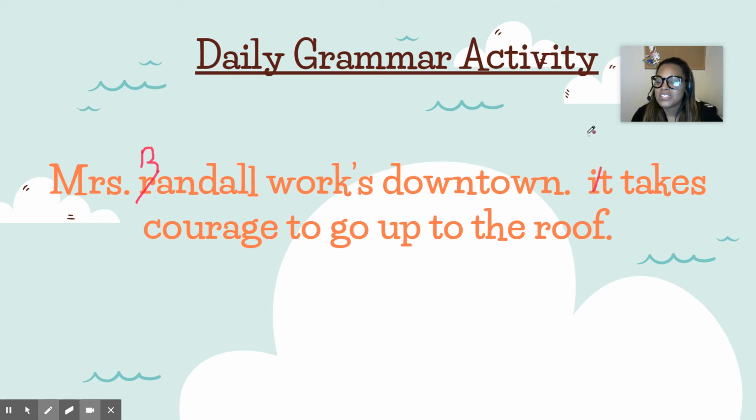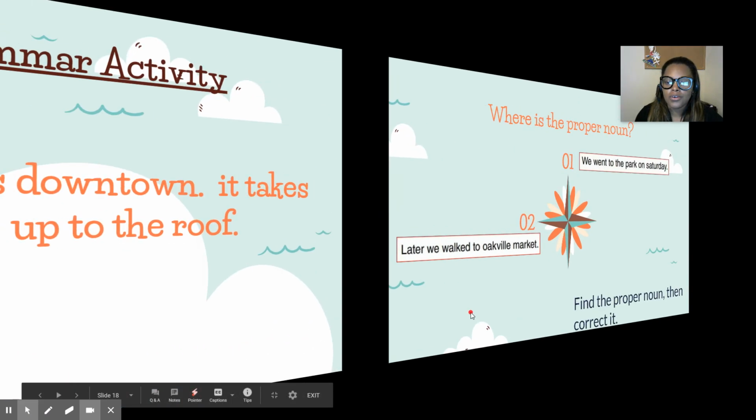So beginning of a sentence is I. It takes courage to go up on the roof. Those are the only corrections here. If you see more, maybe I'm testing you. Drop a comment down below, okay? Let me know. Send me a message. Hey, you missed this. Because sometimes I leave things out to see if you're paying attention. And I know you guys are.